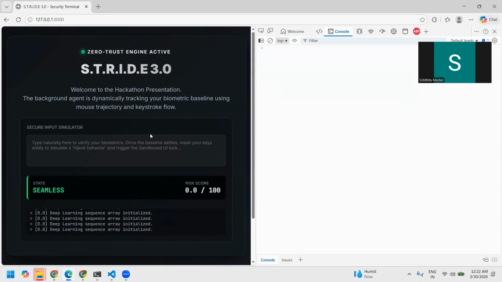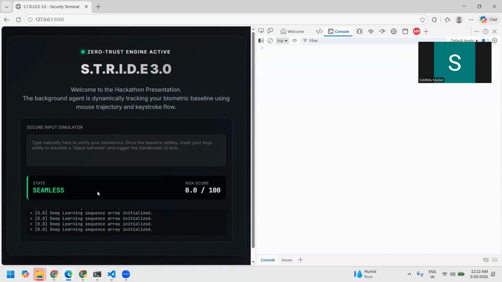Hello, respected judges. Traditional security completely ignores you after you log in. It is a mere ID check at the front door. So, a hijacker can easily use session hijacking and steal your unlocked laptop, which will result in a catastrophe. In order to solve this exact problem, we have built S.T.R.I.D.E, which is a zero trust continuous authentication product.